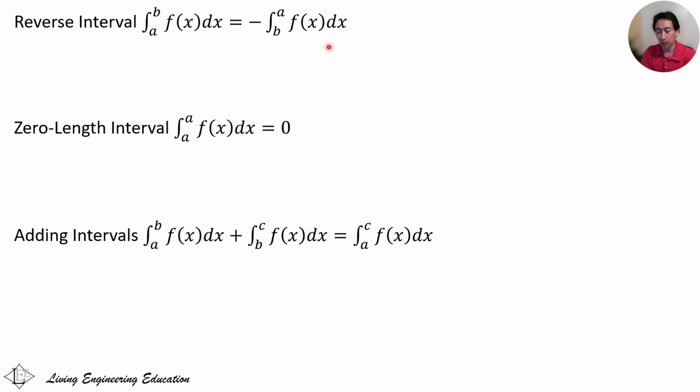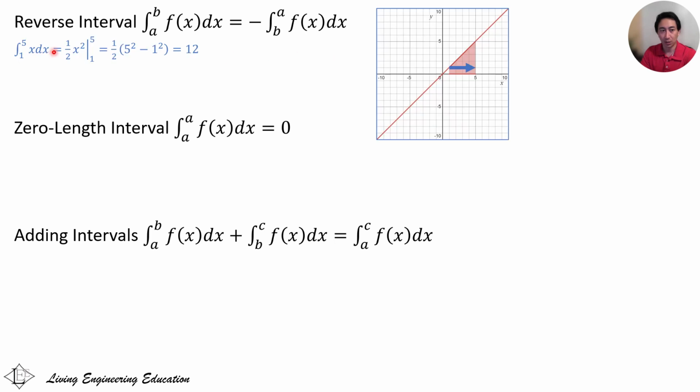So let's look at an example of what this actually looks like graphically. Let's say my function is just x, the linear 1 times x. And I have the conventional case where I have my small lower limit of 1 and a larger upper limit of 5. I take the integral, we know how to do this from a previous video, and I get a positive area. In this case, my lower limit, with this blue arrow showing it, starts here and goes over here. So this is considered a positive area.